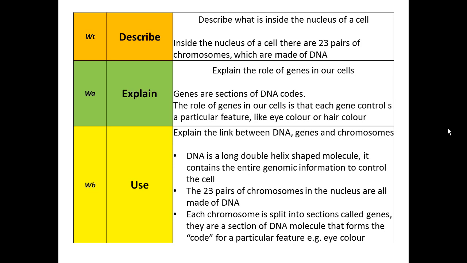Okay, so you can say that the DNA is a long double helix, and it is arranged as chromosomes inside the nucleus of the cells. You can say 23 pairs or 46 chromosomes in the nucleus, and then each chromosome has different little sections that are called genes. Okay, so in this way we linked DNA, chromosomes, and genes.